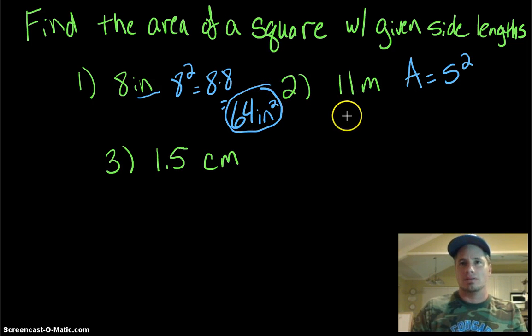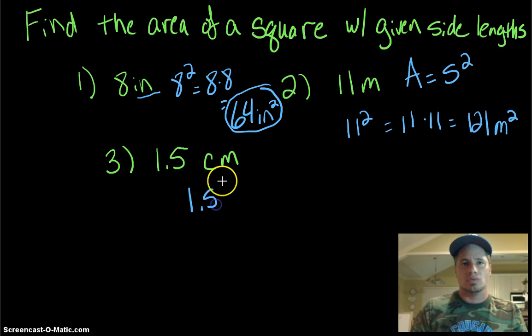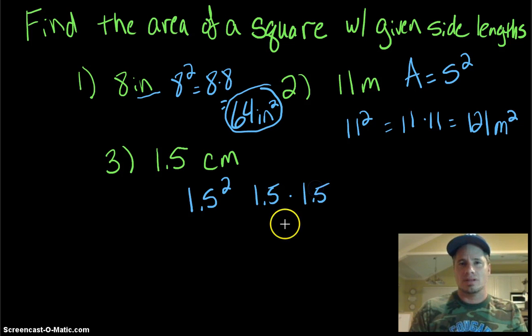Okay, now here, side length 11. That's 11 squared, which is equal to 11 times 11, which is 121. I started out with meters, but I squared it, so it's meters squared, or square meters, the way you commonly hear it. Here, we have a side length of 1.5. That's 1.5 squared. Well, that's like 15 times 15. Remember, 15 times 15 is 225.